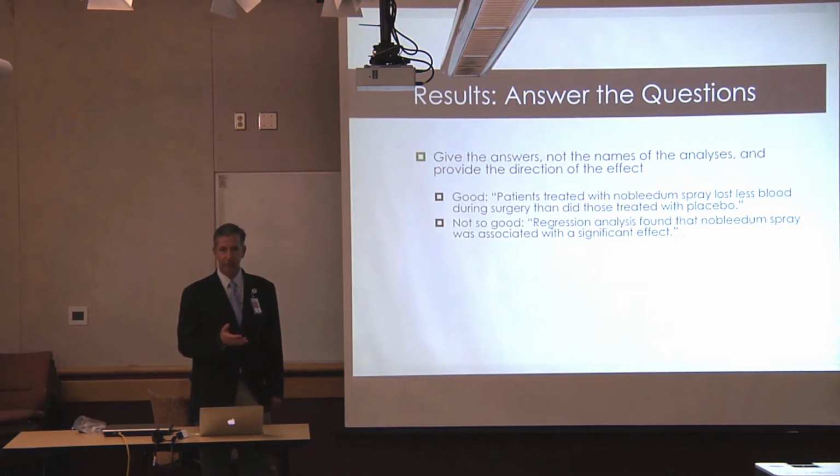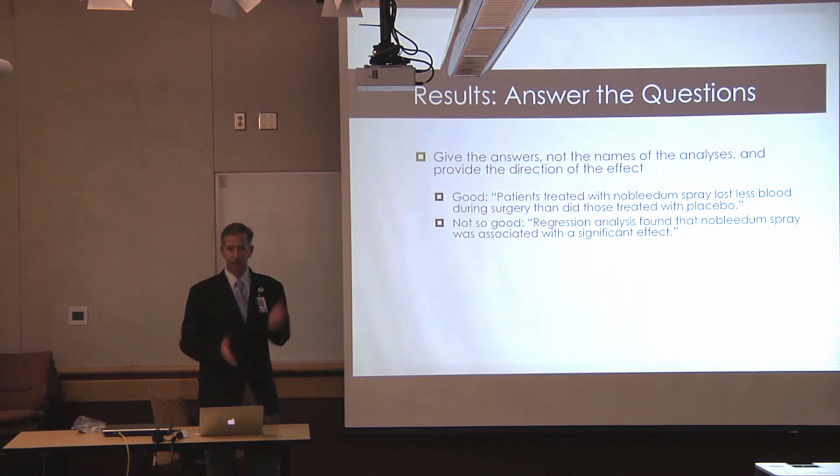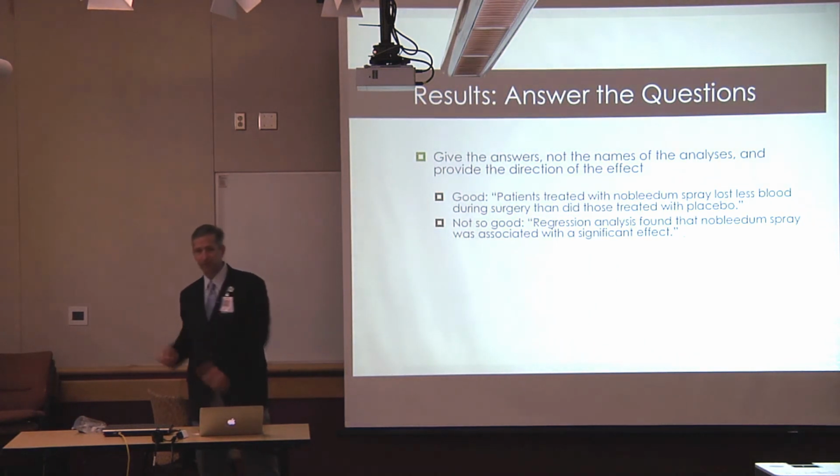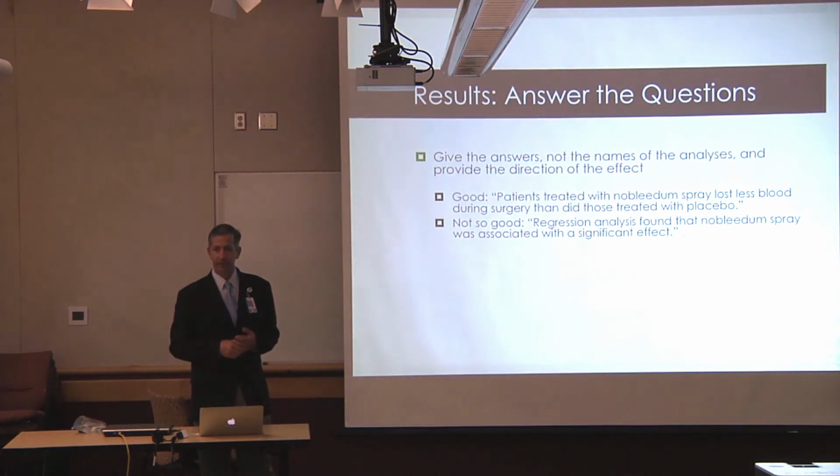Number two, this sentence doesn't tell you the direction of the effect. It just says it was a significant effect, and we already don't like the word significant. But did they lose less blood or more blood? A lot of people just show the p-value and don't say which direction. Then the reviewer's got to go drudge up the table in order to find it. Make it easy. Make it easy. Answer the question.